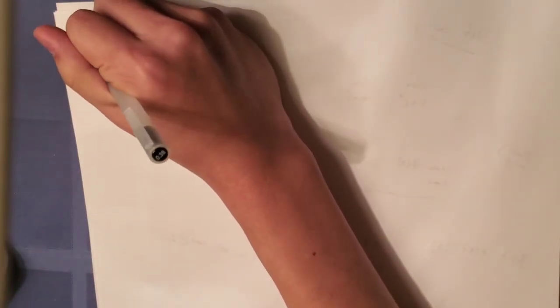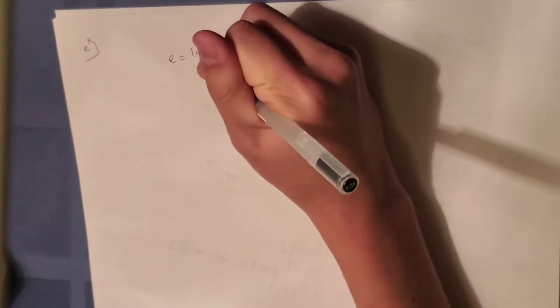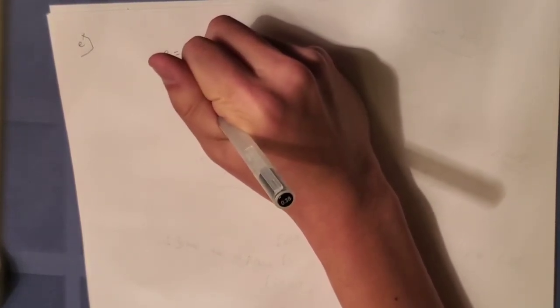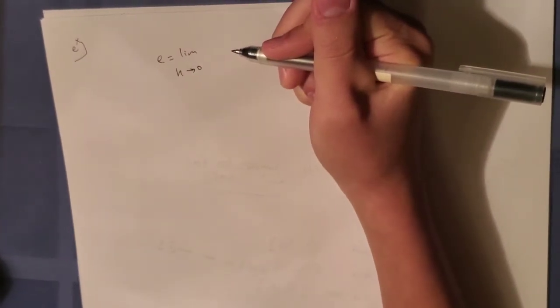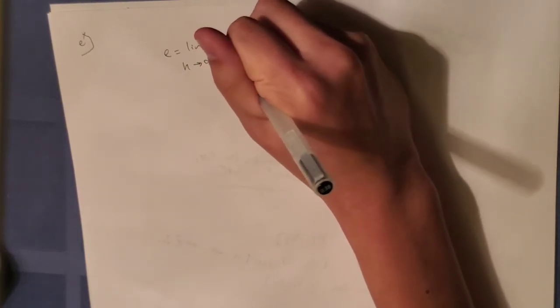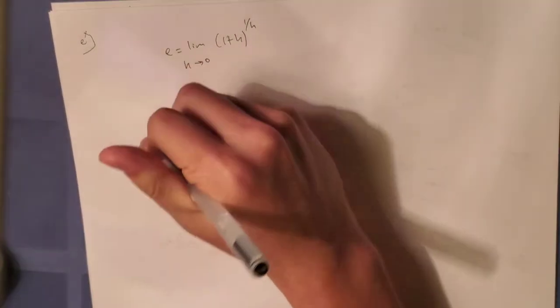Now for e to the x, we'll start off with a definition from pre-calculus. Remember that e equals the limit as h approaches 0 of 1 plus h to the 1 over h. That's our pre-calculus definition of e. So we'll use that for d/dx of e to the x.